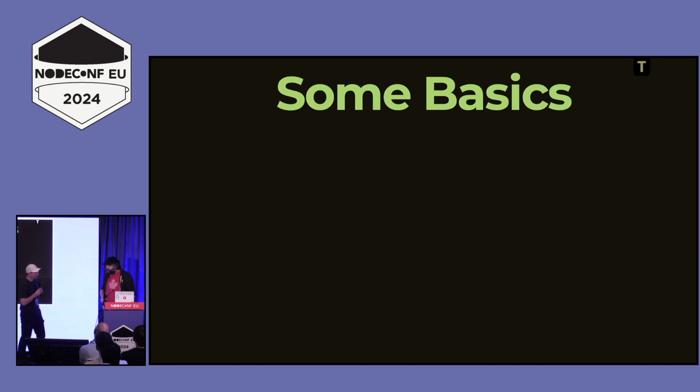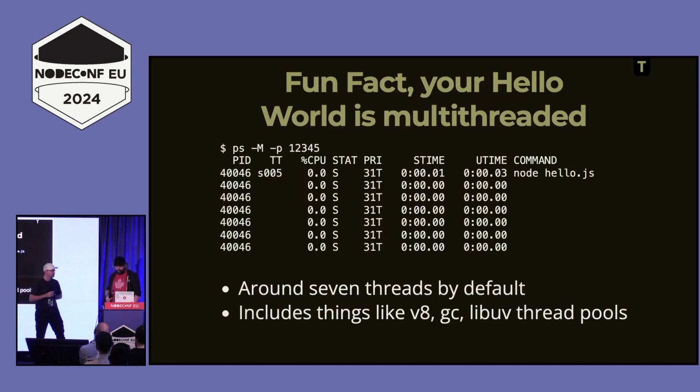Great, thanks for that. Let's now go through some basics. So quick, fun little fact, your Hello World application in Node is technically multi-threaded. Here we have a command on a Unix-like system that will show the number of threads used by a given process. We just have a simple Hello World application with a long setTimeout to keep it around. By default, we're seeing about 7 threads per program.